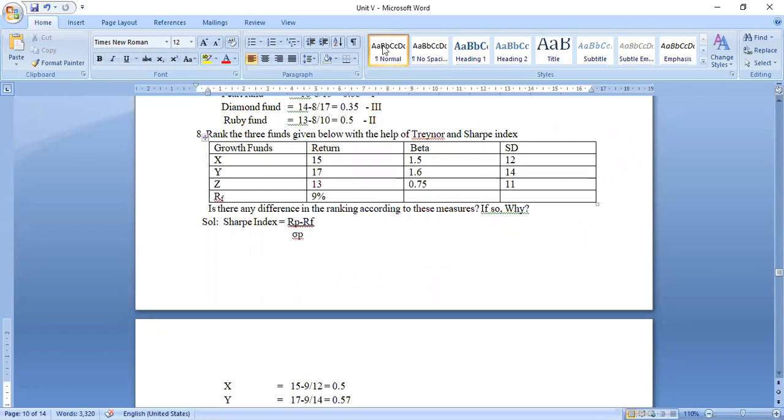Next, we will move on to the 8th problem. Now, in this 8th problem, the question is to rank the 3 funds given below with the help of Treynor and Sharpe index. So, we are given the growth funds of XYZ. We are given the risk-free rate of return. We are given the value of beta and standard deviation. And the question asked is, is there any difference in the ranking according to these measures? If so, why? So when we're given the values of beta as well as standard deviation, then we have to calculate the Treynor ratio as well as the Sharpe performance index.